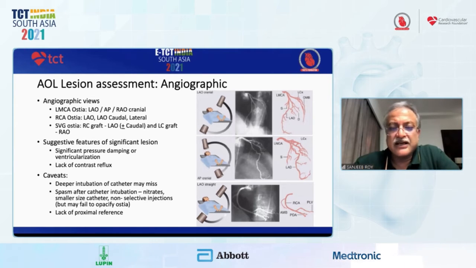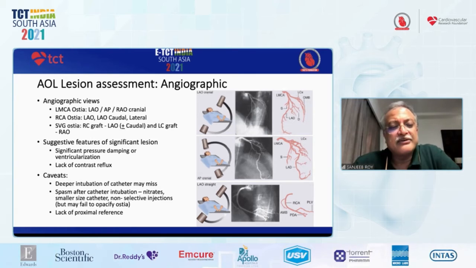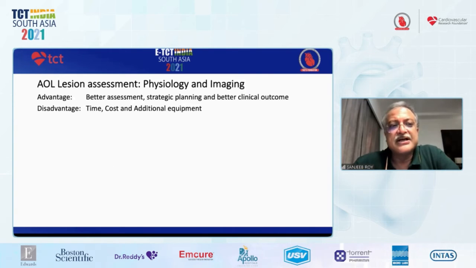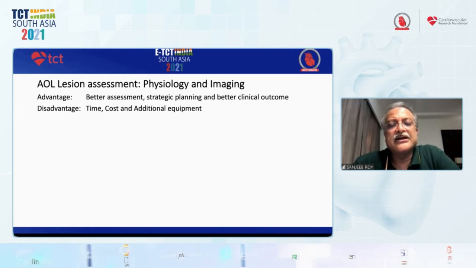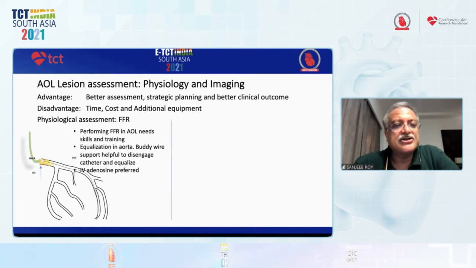And again, when it comes to angiographic assessment of severity, we have to remember we do not have any proximal reference. Therefore, physiology and imaging are better assessments. They help you in strategic planning and better clinical outcome. However, it takes time, it costs money, and it needs additional equipment.